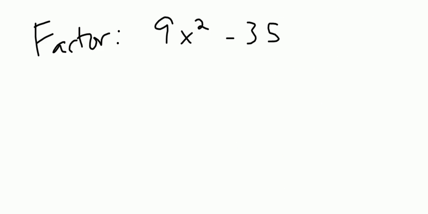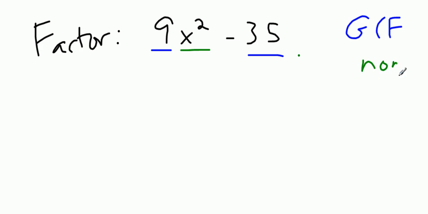Okay? So we've looked at cases where we have just a coefficient, we have just a variable. There's all kinds of cases, and that's why you really have to practice a bunch of these. When we look at this one here, we look at the 9 and the 35, and they don't share any common factors. Right? And then when we look at the variables, there's an x squared here, but there's no x in the second term. So it turns out that there's no GCF.